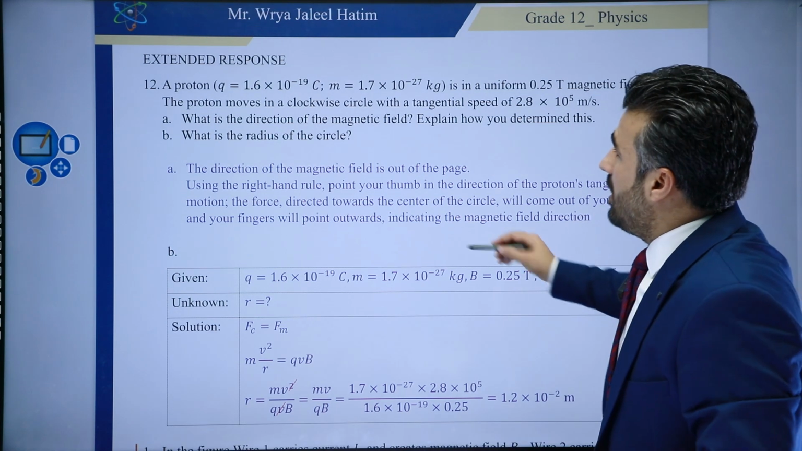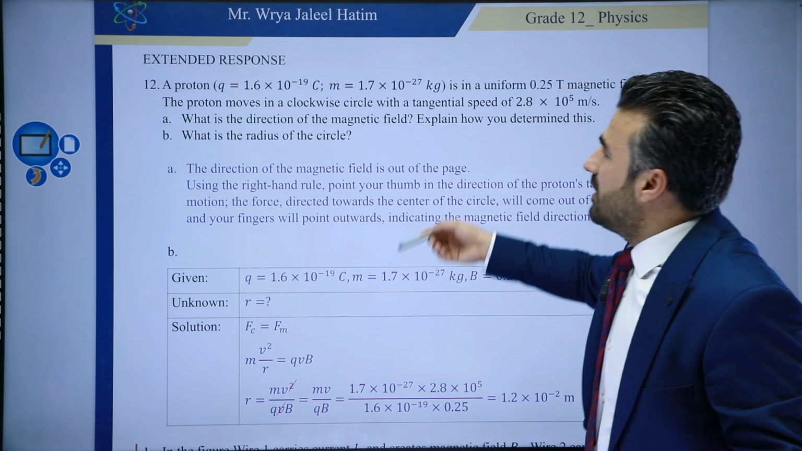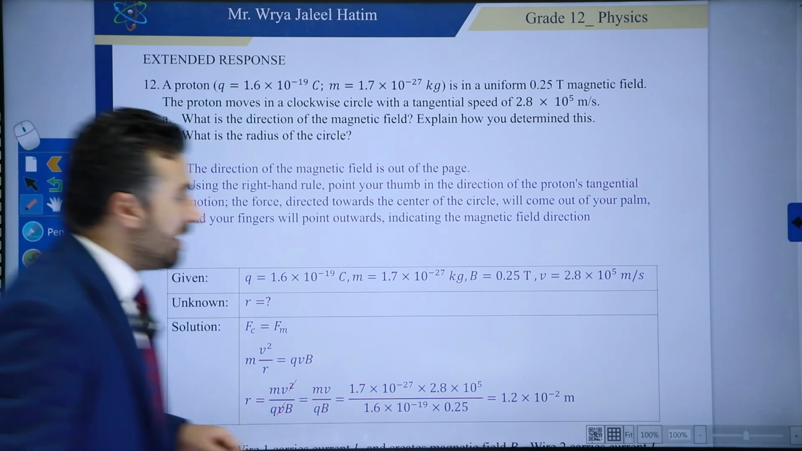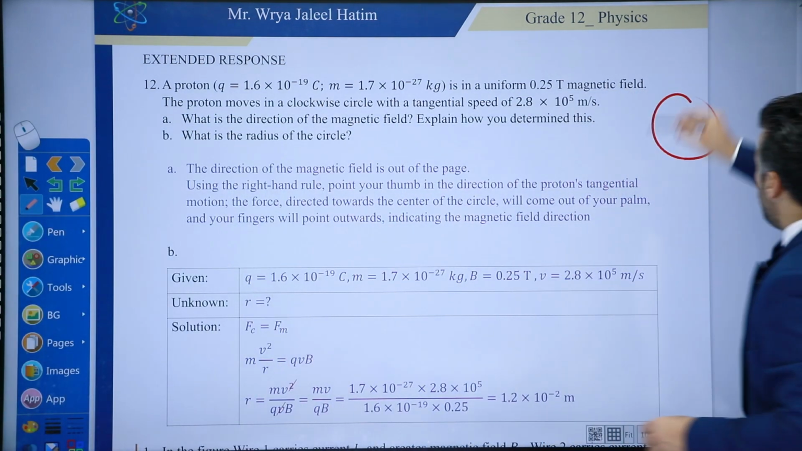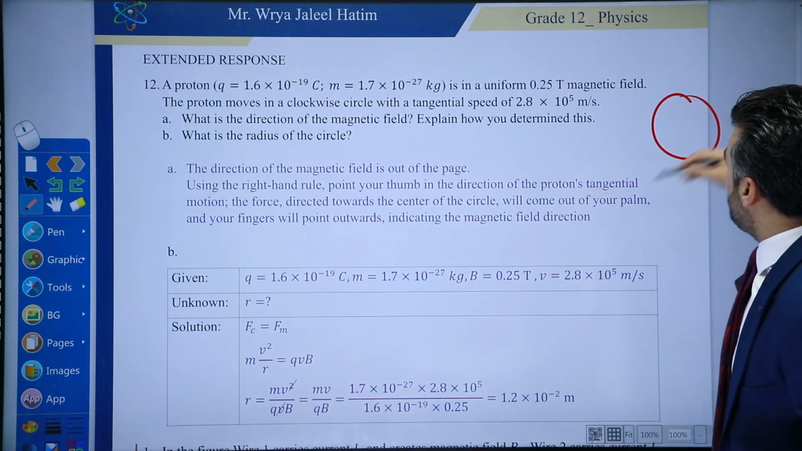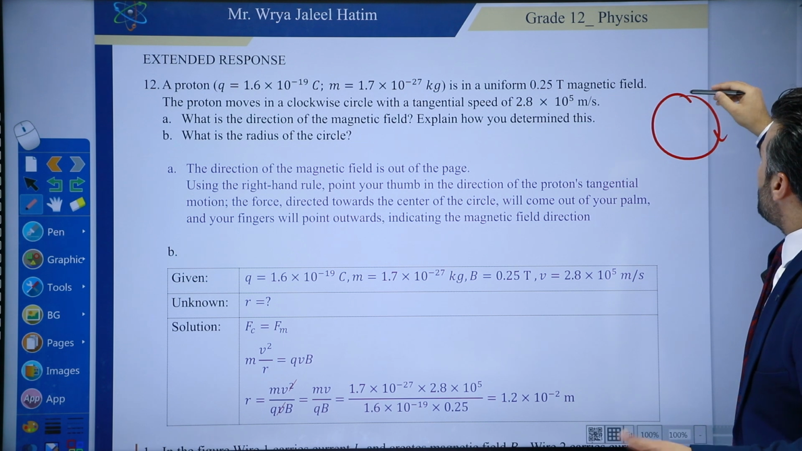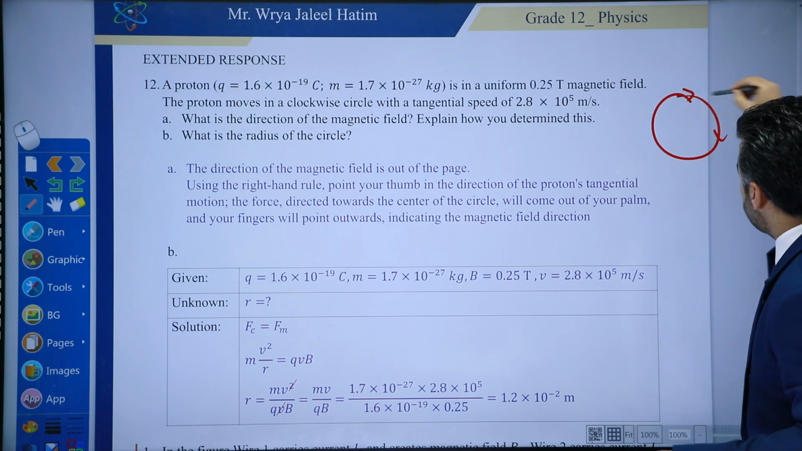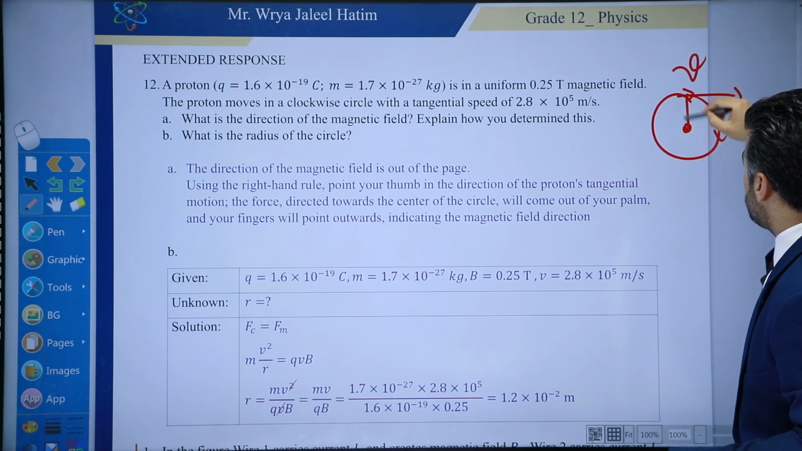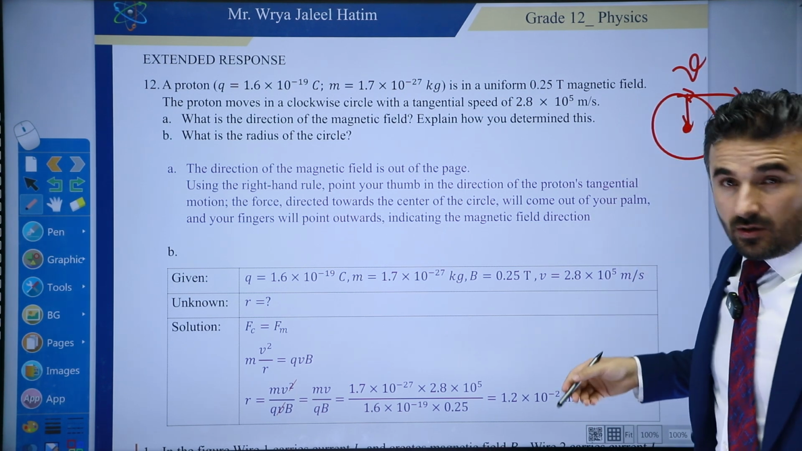So remember this, because it is a proton and because it moves in a clockwise circle, finding the direction is very easy. Whenever something moves in a circle, always clockwise, let's say we're at a point here. If it is clockwise, this is the direction of V. That is one thing. And the force is always directed towards the center.